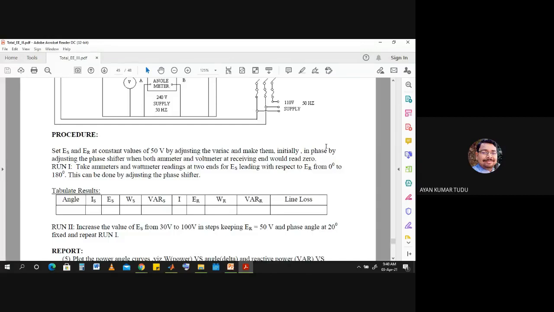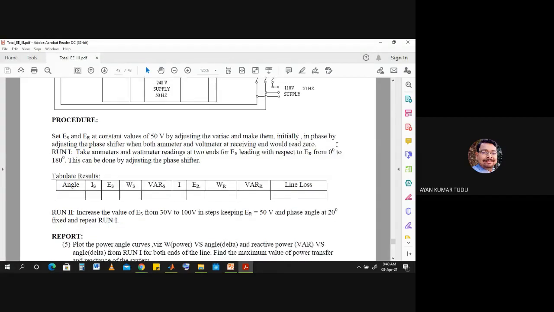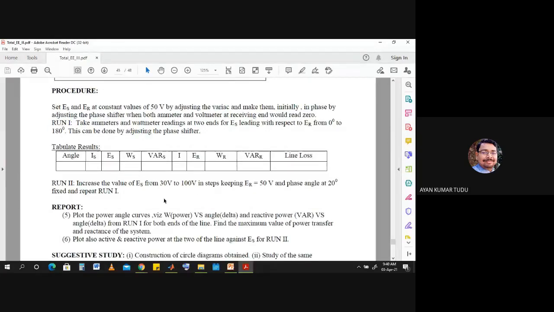After we have the values, this is how to prepare the report. First we'll be plotting the power angle curves, that is P versus delta, and the reactive power versus angle delta for run 1 for both ends, and we'll find out the maximum value of the power transfer.